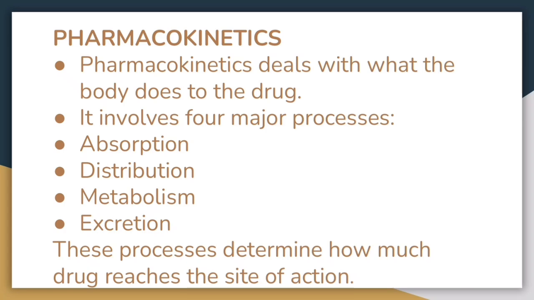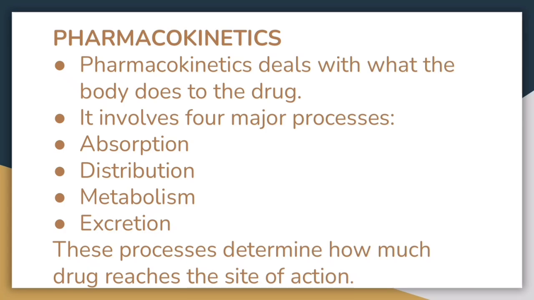So pharmacokinetics now. Kinetic means as it's moving through the body. So what the body does to the drug. Then obviously pharmacodynamics means the opposite, which is what the drug does to the body. So pharmacokinetics deals with what the body does to the drug. It involves four major processes, which are absorption, distribution, metabolism, and excretion.